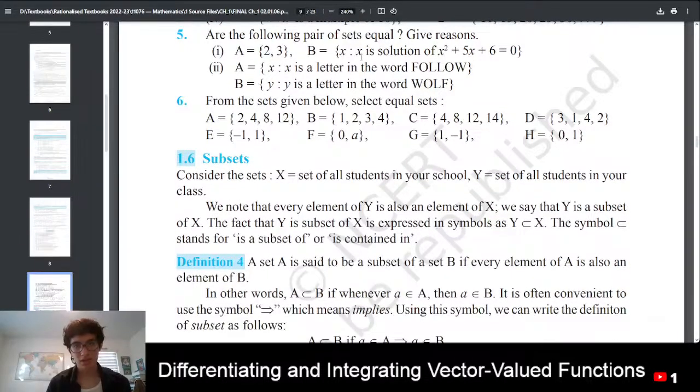Are the following pairs of sets equal? Give reasons. 2 and 3, x is the solution of this. No, this is -2 and... Oh no, sorry, wait. No, this is -2 and 3, so they're not the same.